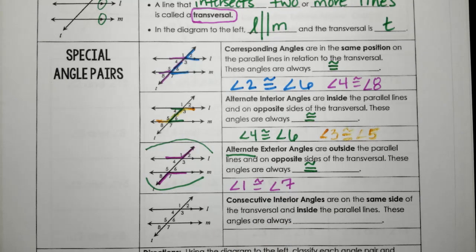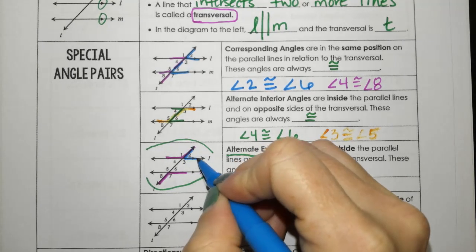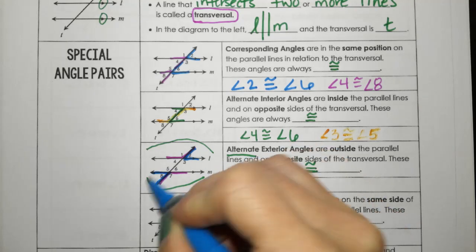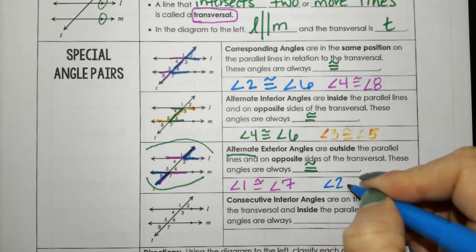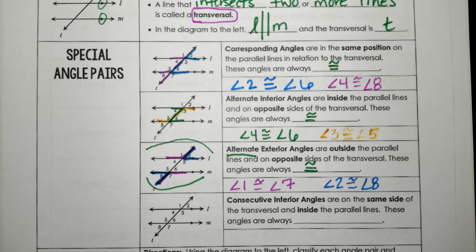Another pair of those, angle 2 and angle 8, are on opposite sides of the transversal, outside of the parallel lines. So angle 2 is congruent to angle 8. Perfect. All right, last one.